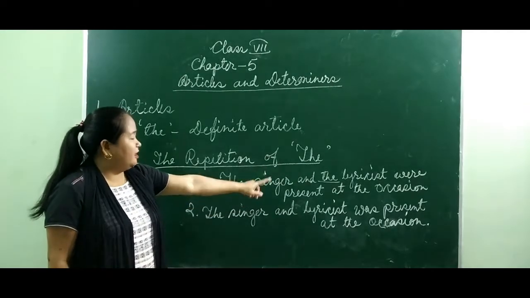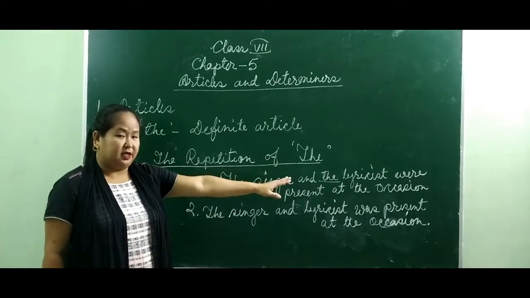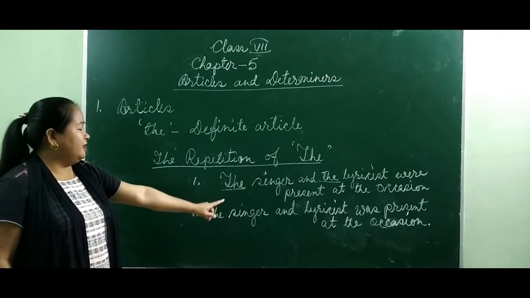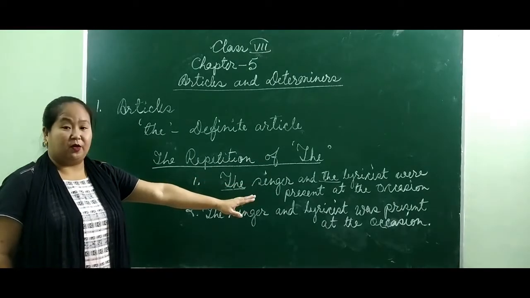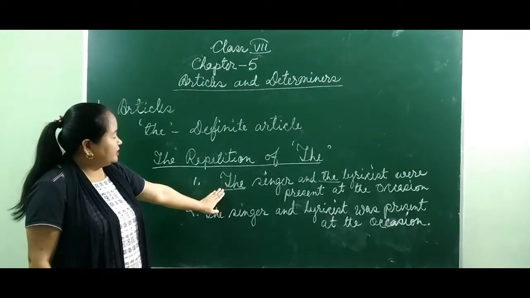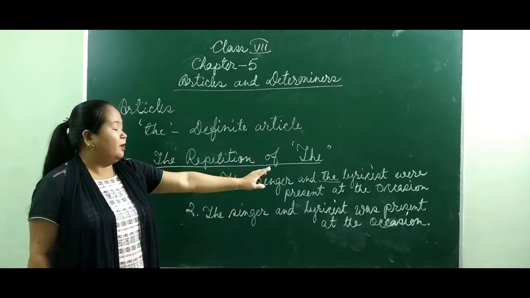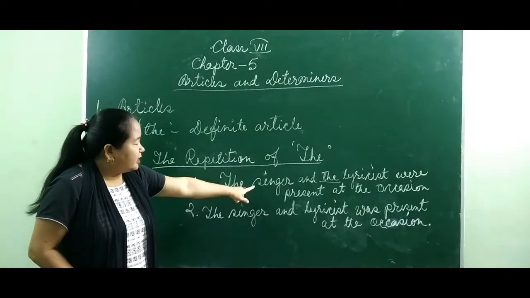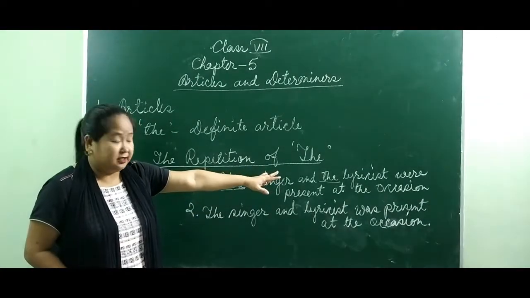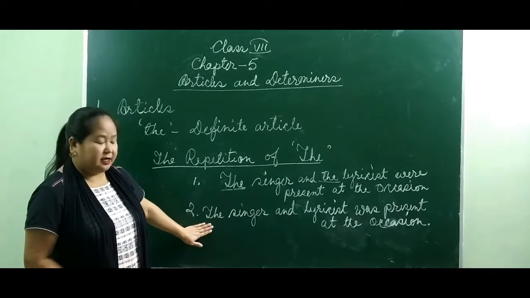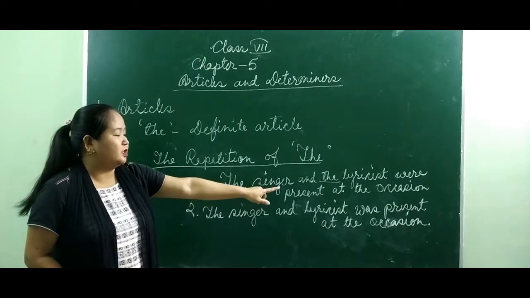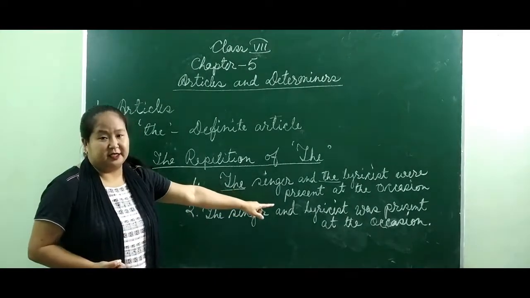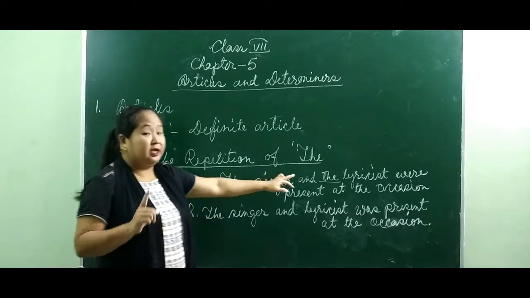Okay, the singer and the lyricist were present at the occasion. Number one sentence, and the second sentence, the singer and lyricist was present at the occasion. Okay, here in the first sentence, the singer and the lyricist, it is talking about two persons. One is the singer and the other one is the lyricist. And in the second sentence, the singer and lyricist was present, it is talking about only one person. He is both singer and lyricist. Okay, so when the article is repeated, it indicates something.